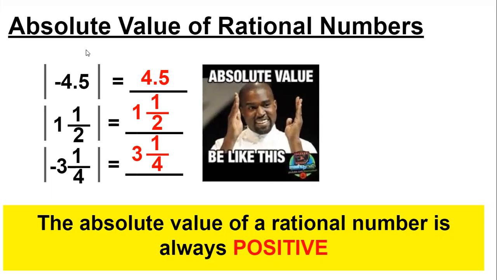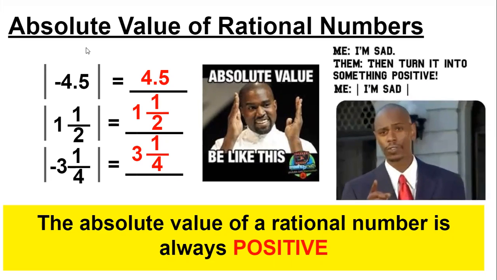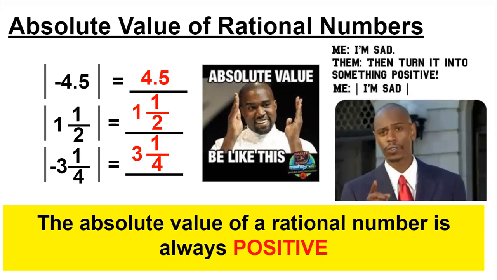And this guy says absolute value be like this. Yeah, 2 brackets, right? 2 lines on either side. Me, I'm sad, them. Then turn it into something positive, me. And then he put I'm sad in the absolute value signs. So it becomes positive, right? Okay.